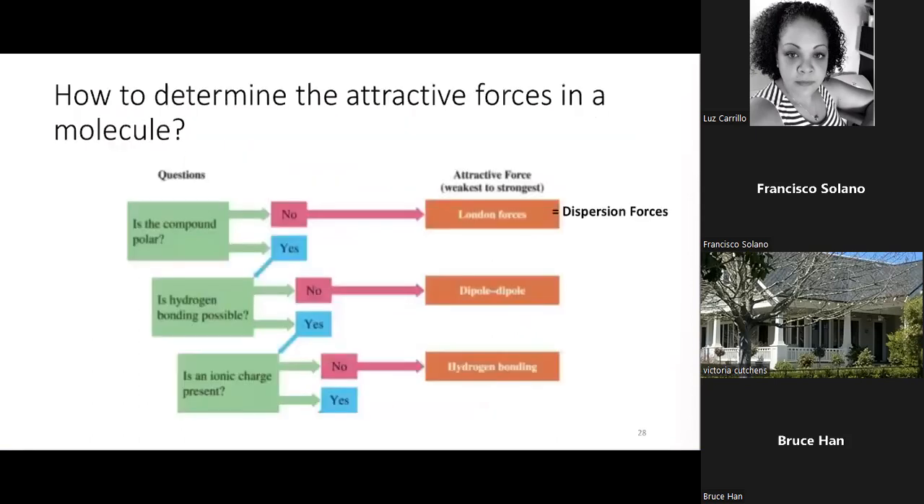Now, in this course, you also need to be able to determine, and sorry that the image is a little bit on the blurry side, but I think it's still legible, what are the attractive forces present in a particular molecule. Following this flowchart, you will be able to determine the attractive forces found in a molecule, starting with the question: do you know if the compound you're working with is polar? If the answer is no, meaning the compound is nonpolar, then London dispersion forces, or in other words dispersion forces, are going to be the more prevalent in that molecule.